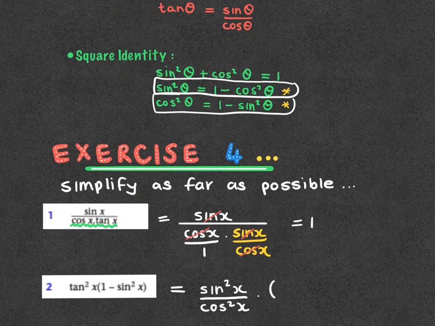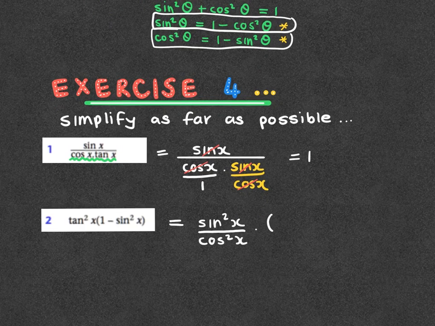So if we have a look, 1 minus sine squared x is the same as cos squared x. And now you should be able to see what we can do. We can now cross cancel the 2 cos squared x's. So your final answer, we can just say, is sine squared x. Super chilled.